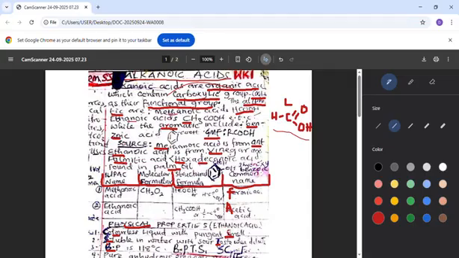Then we have palmitic acid. This is hexadecanoic. Hexa means 6, deca is 10, total number of 16, so it means the alkanoic acid with number 16 is hexadecanoic. So this is palmitic acid, and we can find it in palm oil.